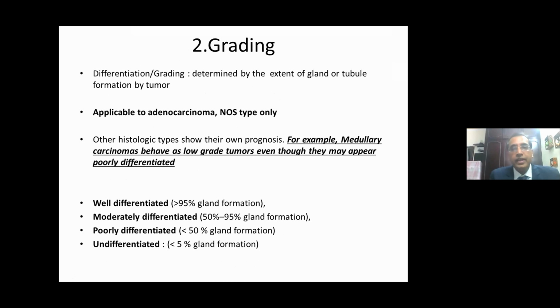Coming to the grading, it is determined by the extent of gland or tubule formation of the tumor. But one thing is important to know: it is applicable only to the adenocarcinoma NOS type. Other histological types have their own prognosis. For example, medullary carcinoma, although poorly differentiated, behaves as a low-grade tumor and has a good prognosis. So depending upon the extent of gland formation, we grade well differentiated, moderately, poorly, or undifferentiated carcinoma.